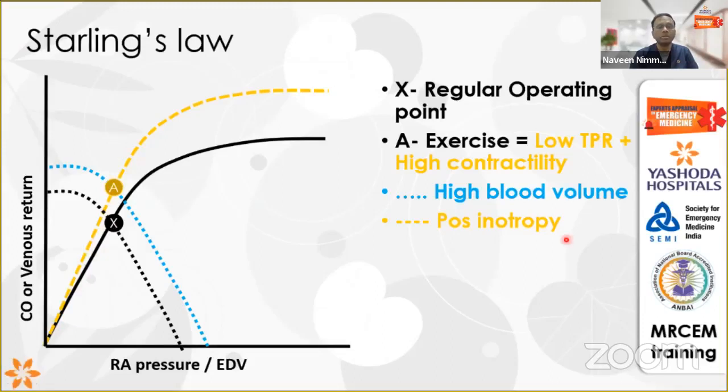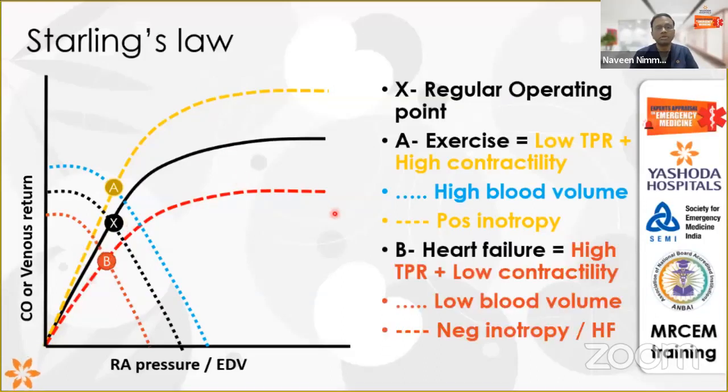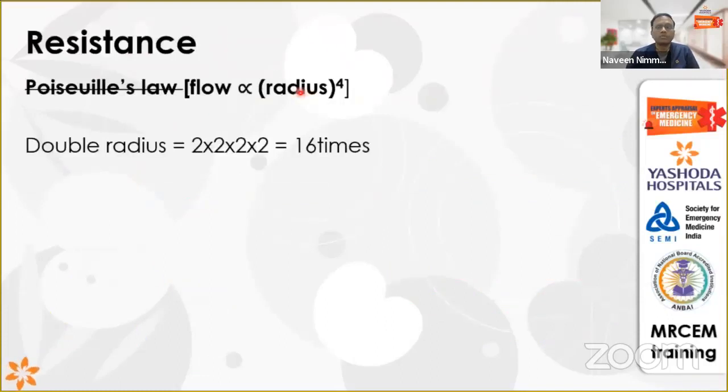So resistance related question keeps coming up, that is flow versus radius of the blood vessel. So if you double the radius, what happens? The flow is going to change by radius to the power of 4. So you made it twice. So 2 into 2 into 2 into 2, that is 16 times. So if you increase the radius, flow increases by, resistance decreases by 16 times. If you decrease the radius, resistance increases by 16 times.